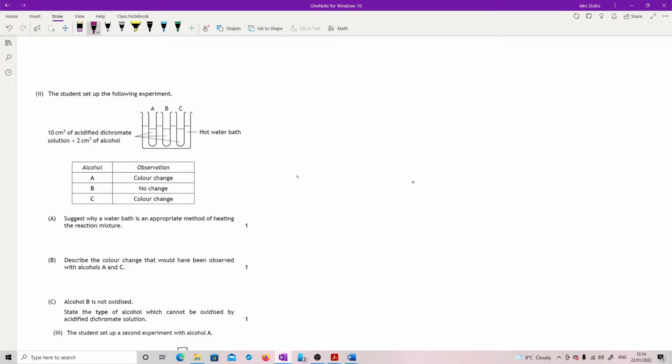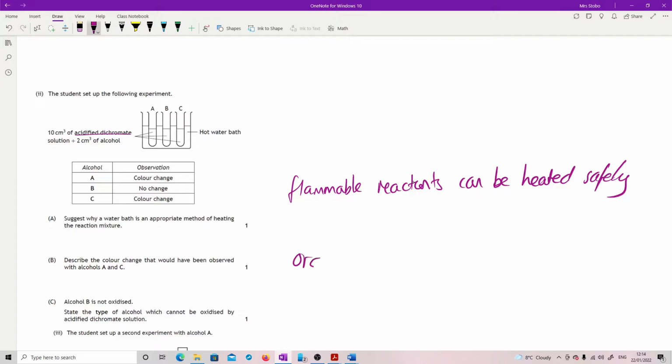Basically, a water bath means that flammable reactants can be heated carefully, heated safely. That's it. Colour change with alcohols A and C. So we have acidified dichromate. You just need to know this. This is orange to green. Got to give both. Alcohol B is not oxidised.